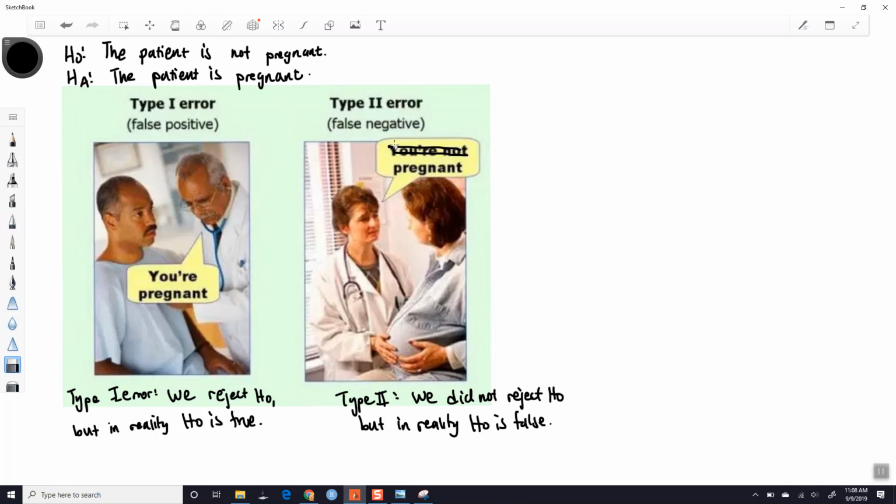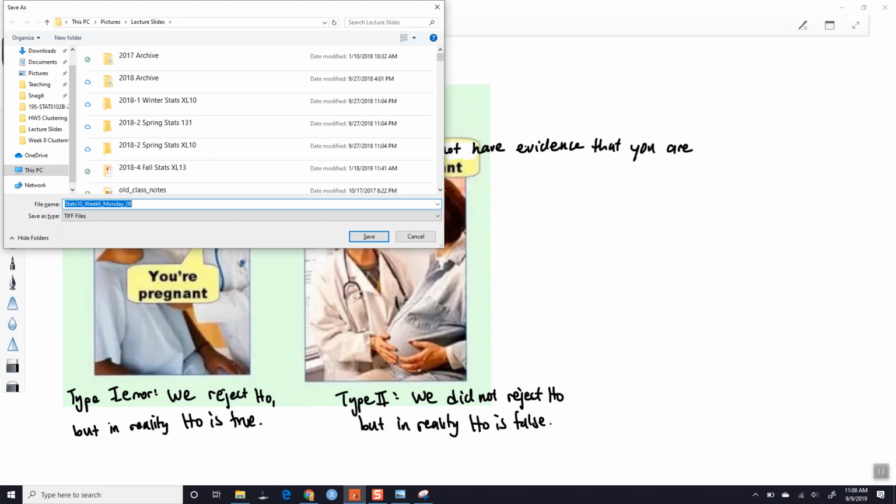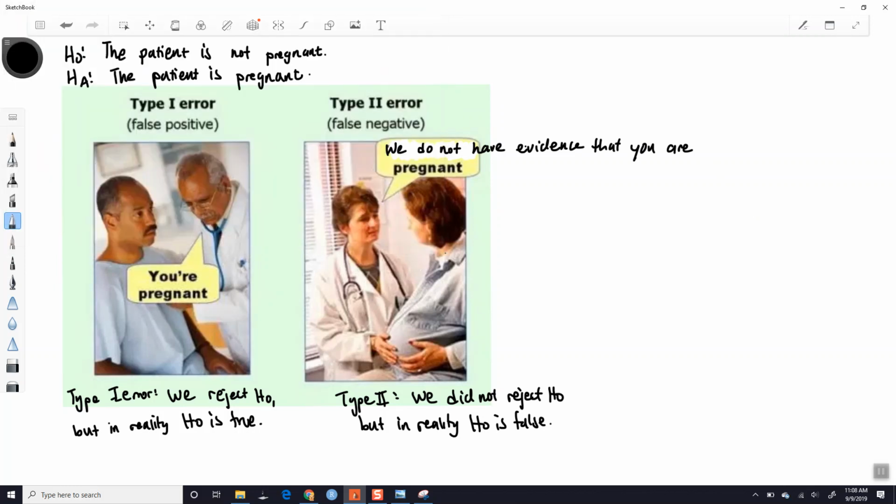So the doctor should say, we do not have evidence that you are pregnant, okay? I am a pedant after all. All right, so we'll say we do not have evidence that you are pregnant, okay? Of course, I have to be the one that corrects jokes to make them technically accurate. But anyway, this is how it goes.